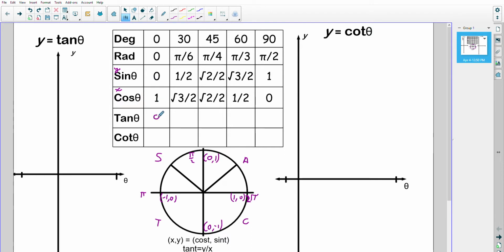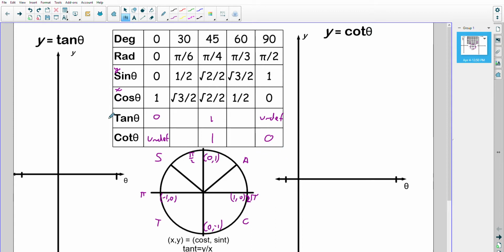So this is going to be 0, 1, and undefined. I'm only finding out these because I don't want to deal with graphing radicals. Cotangent are the reciprocals, so this is going to be undefined. Reciprocal of 1 is 1, and this becomes 0. 0 divided by 1 is 0.